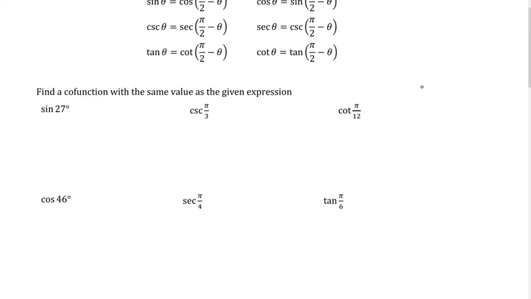So let's look at a few of these right here. We want a cofunction with the same value as sine 27 degrees. Sine and cosine are cofunctions, so sine of 27 is going to be equal to cosine of 90 degrees minus 27 degrees, which is cosine 63 degrees. Simple enough.